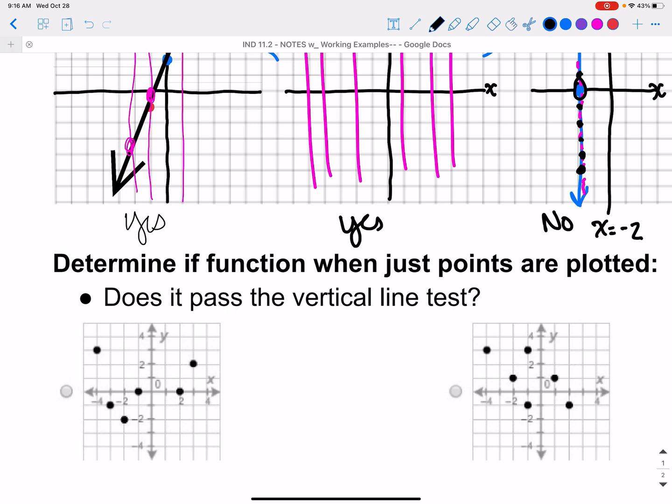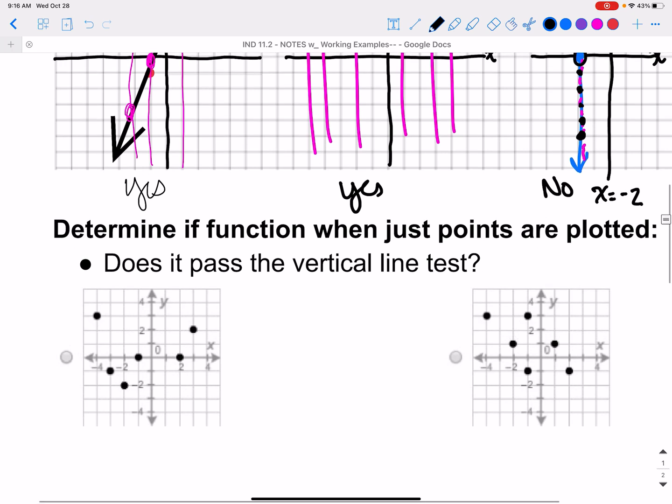Numbers 12 and 13 on your worksheet, here's an example of a problem like that. So again, does it pass the vertical line test? That's our question. Well, we cannot connect these dots because these may not be all of the dots of the relation. We don't know, and we don't know in what order they're connected.